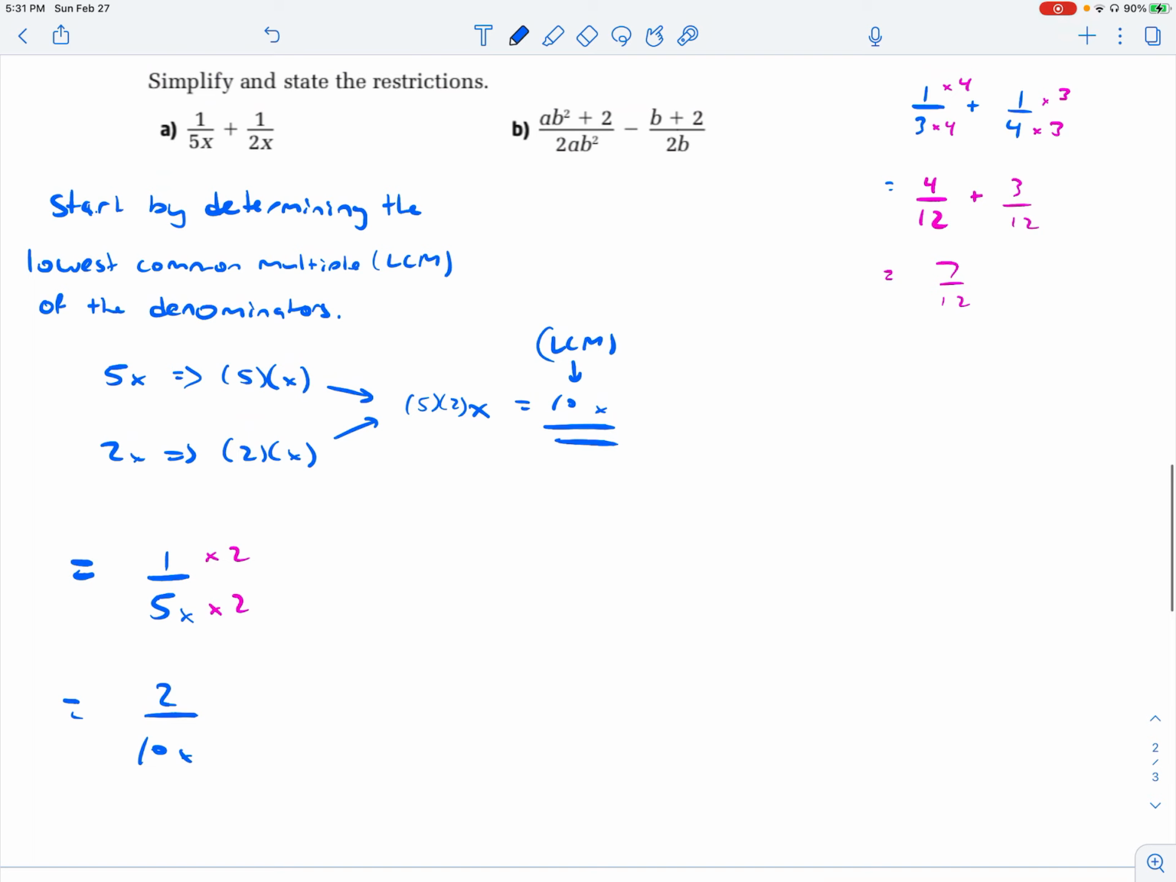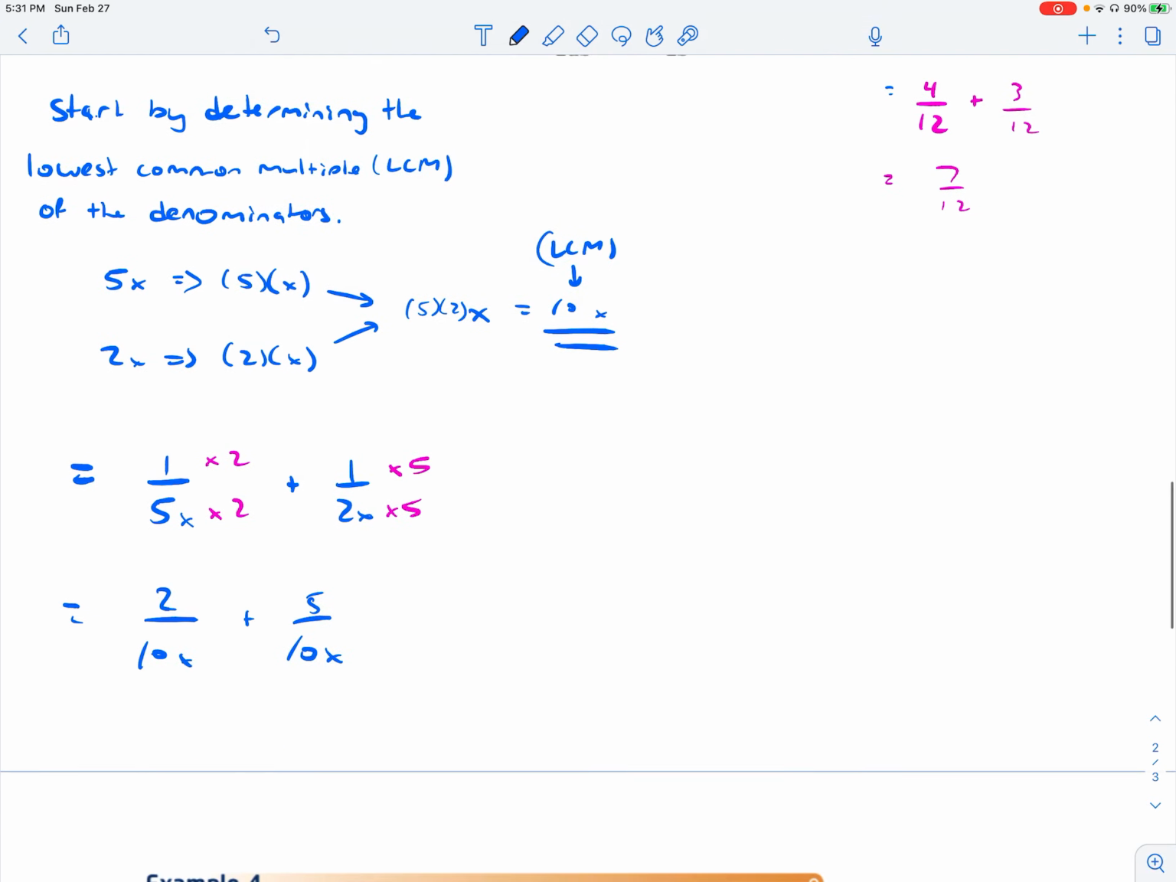Okay, my second term, 1 over 2x. In order to get the 2x to become the 10x, I have to multiply by 5. Easy peasy. Whatever you do to the denominator, do to the top. And we're going to have 5 over 10x. Now I have the common denominator, I can just add the numerators.